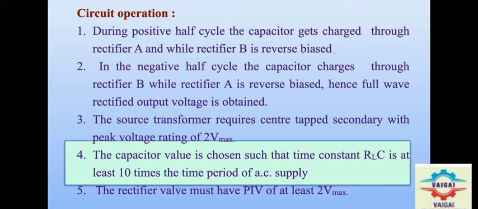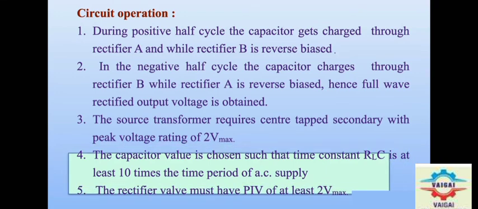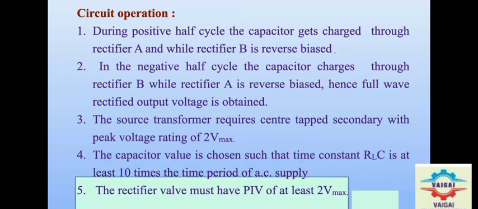The capacitor value is chosen such that the time constant RC is at least 10 times the time period of the AC supply. Then only we will get the proper waveform. Then the rectifier valve must have a peak inverse voltage of at least 2Vmax. It is also like a half wave rectifier. The same thing is used in the half wave rectifier also.